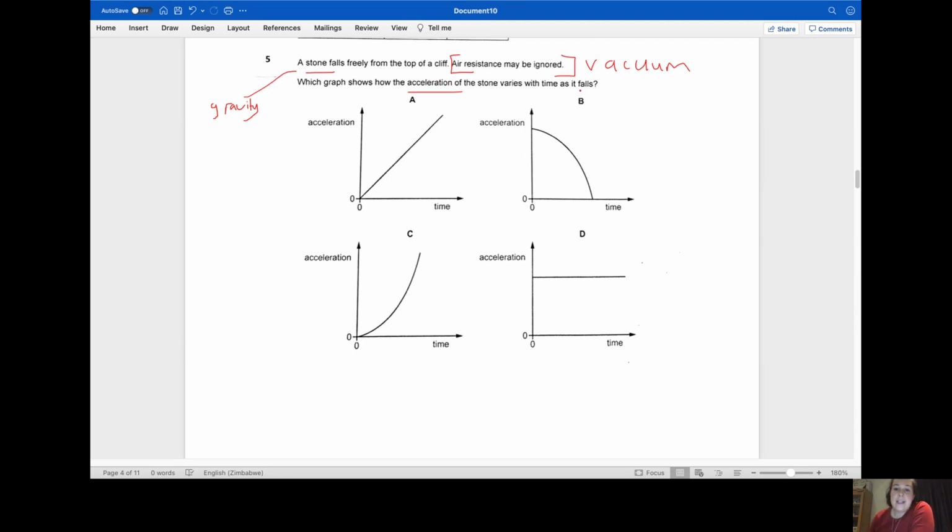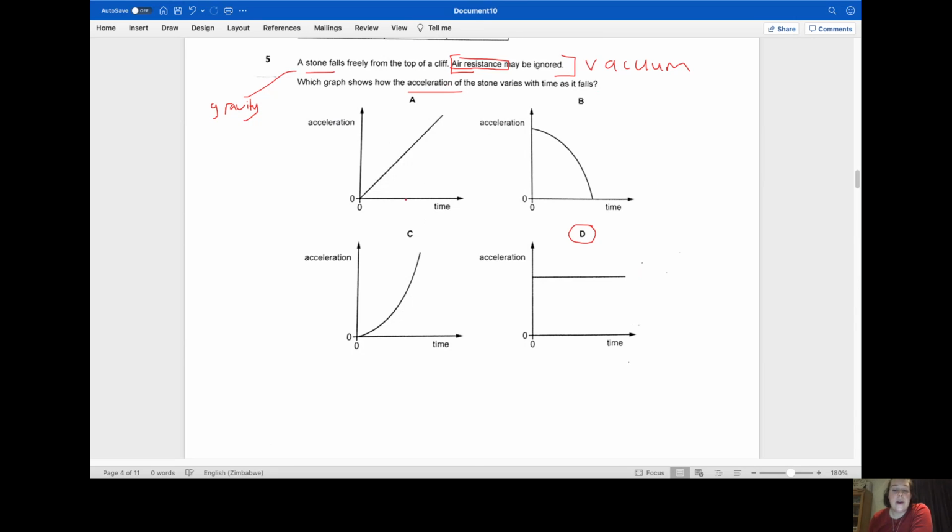stone varies with time? The acceleration does not change because acceleration due to gravity is 10 meters per second squared. Always. We're ignoring air resistance, so that stone will always feel 10 meters per second squared of acceleration. Its speed would change. If this was speed time, then something would happen. But it's acceleration versus time. Your acceleration is not changing.